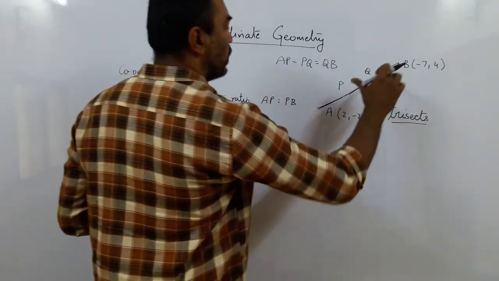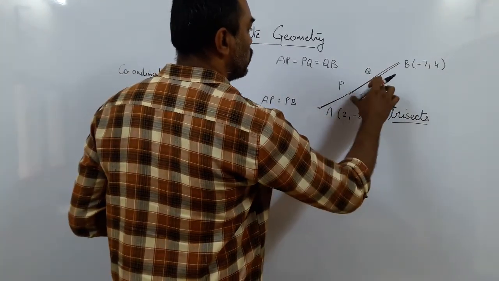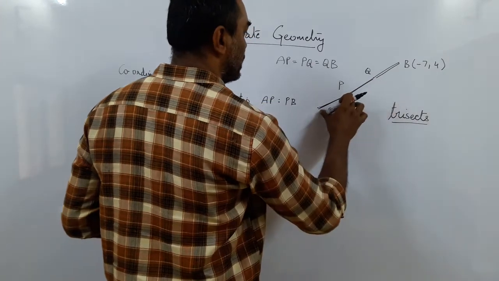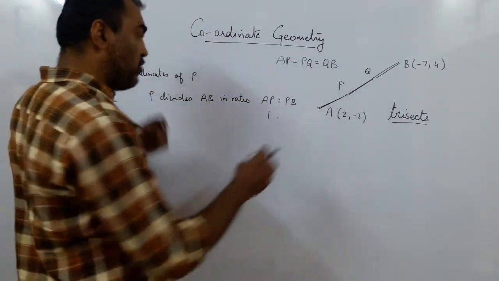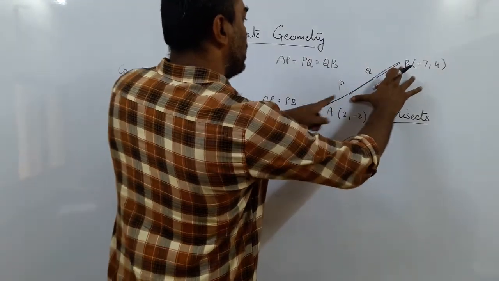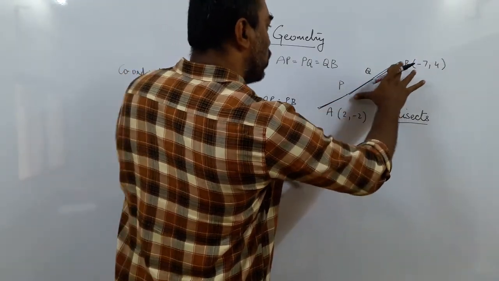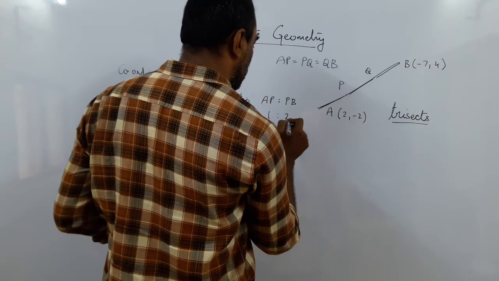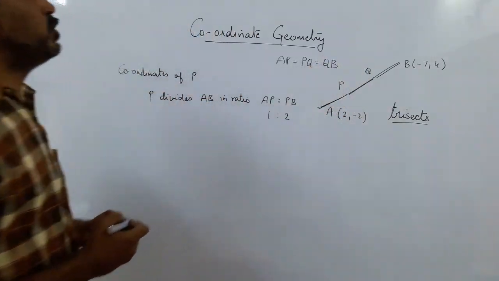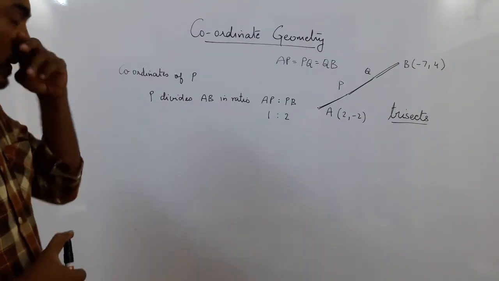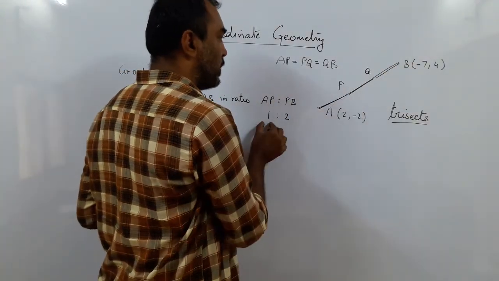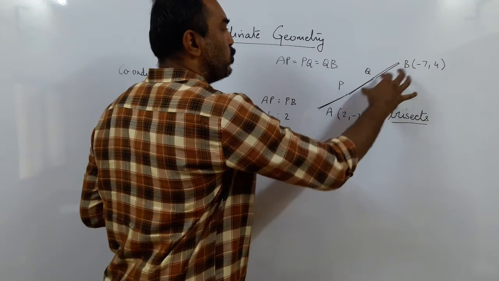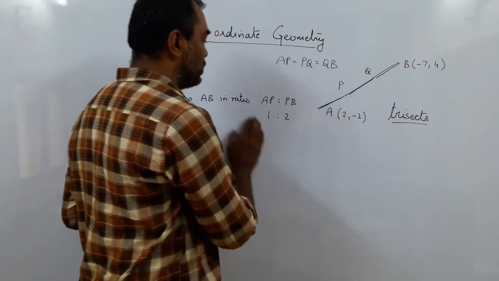Now these are 3 equal parts. So this is 1 part, 2 part, 3 part. But the parts are equal. So if AP is 1 part, then how much is PB? PB is 1 part, 1 part. So the whole makes 2 parts. So P divides AB in the ratio 1 is to 2. Okay, how do we know? There are 3 equal parts. If AP is 1 part, PB is made up of 2 equal parts. So we got 1 is to 2.